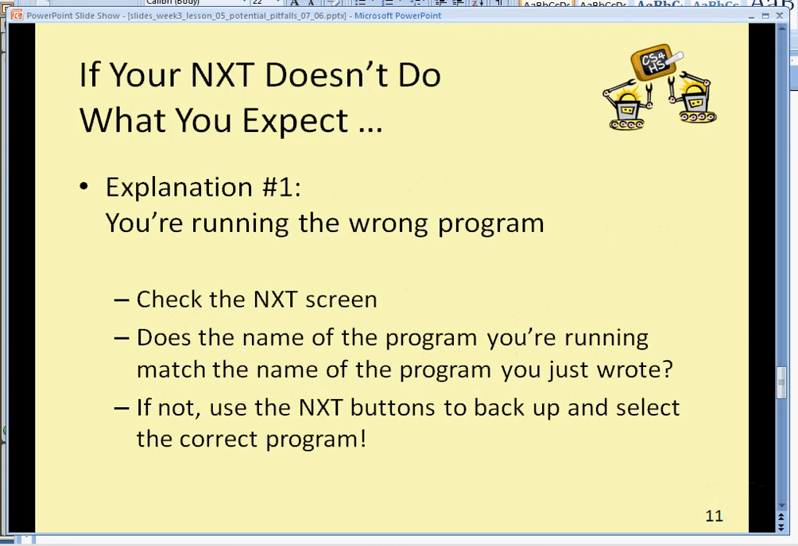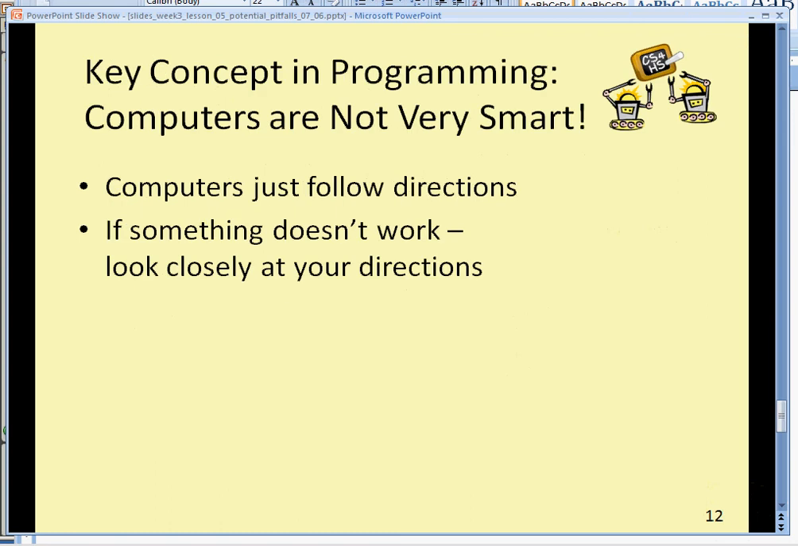Okay, let's review what we learned in this lesson. First, we discussed one reason why the NXT might not do what you expect it to do. Specifically, you download a new program, but you're still running the old one. So you need to remember that if the NXT isn't doing what you expect it to do, the first thing to do is to check the NXT screen and confirm that you're running the correct program. We also learned the importance of remembering that computers aren't very smart. They just do what you tell them to do. So most of the time, if a computer isn't doing what you expect, you should look very closely at what you're telling it to do and see if that makes sense from the computer's point of view. We'll have to think about this again in the next lesson.